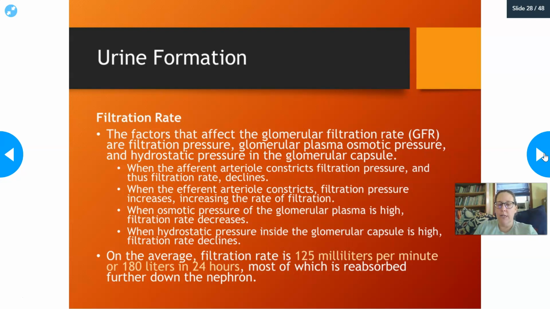And then when the hydrostatic pressure inside the glomerular capsule is high, the filtration rate will decline because that means there's already a lot of fluid in that capsule and it's going to work against more filtering in. Something that could cause that, for example, would be if you had a blockage in the tubule and the urine couldn't flow.